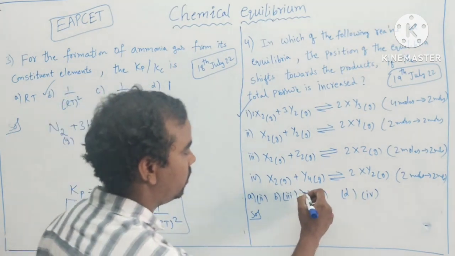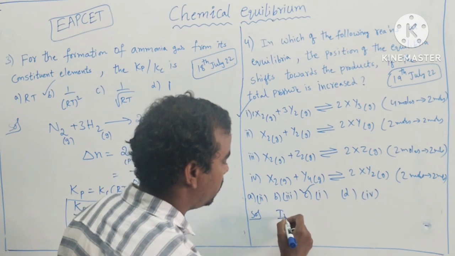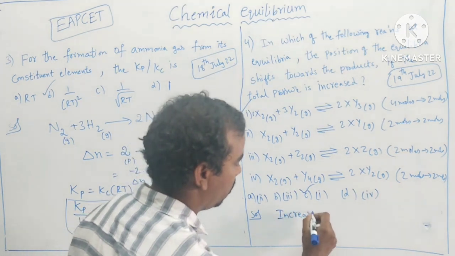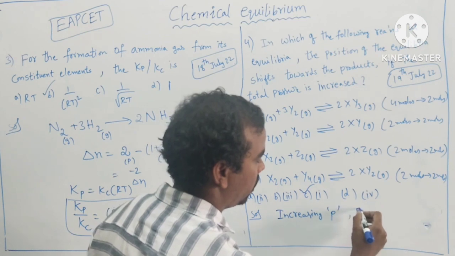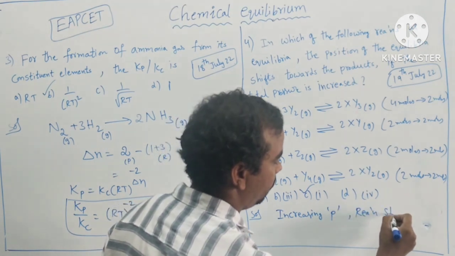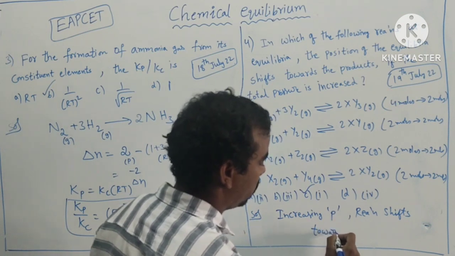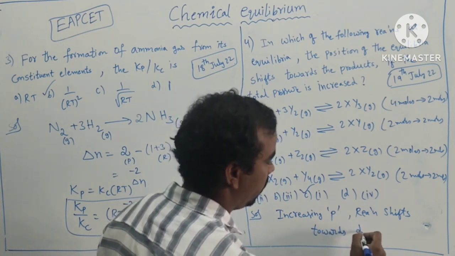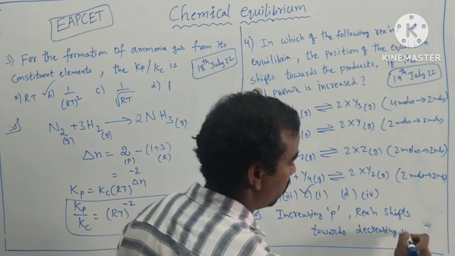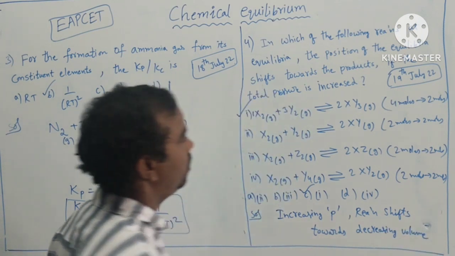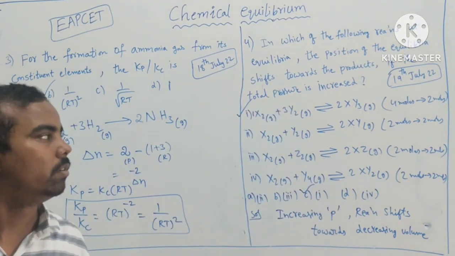Okay, answer C. So increasing pressure means the reaction shifts towards decreasing volume. So answer C, that means option 1. Okay, note this.